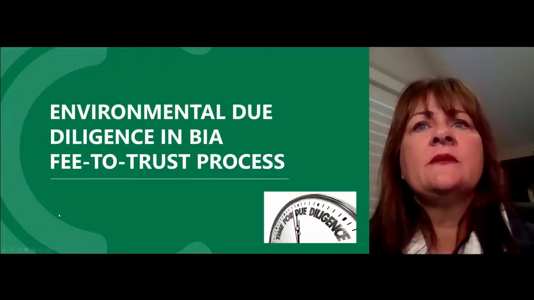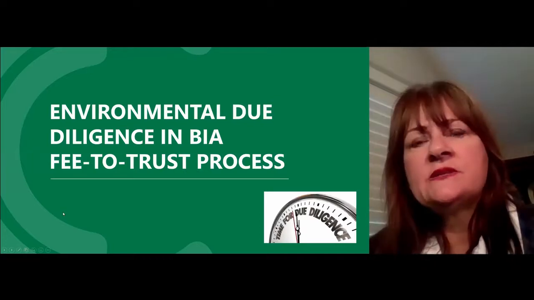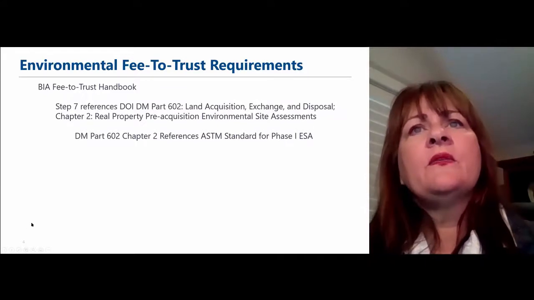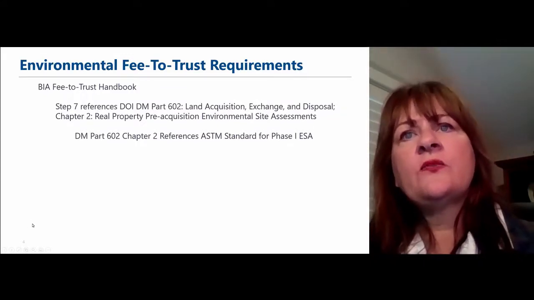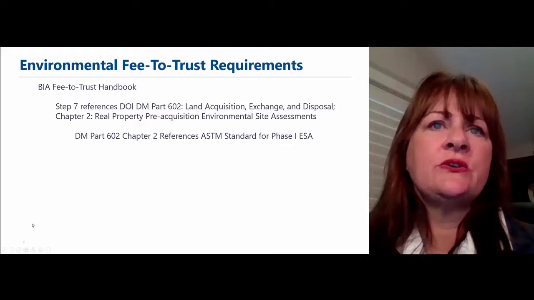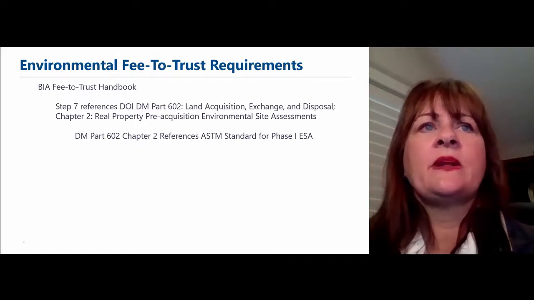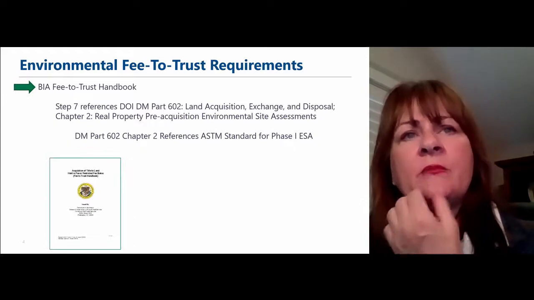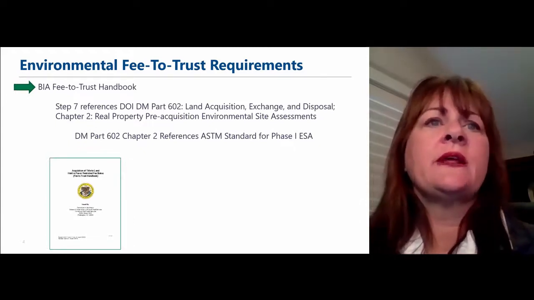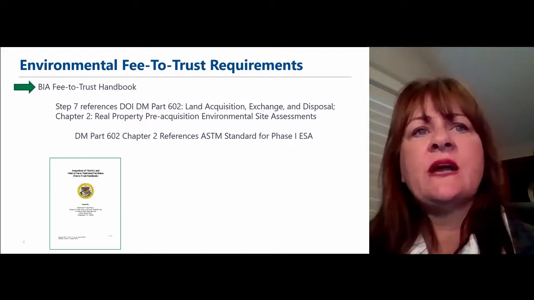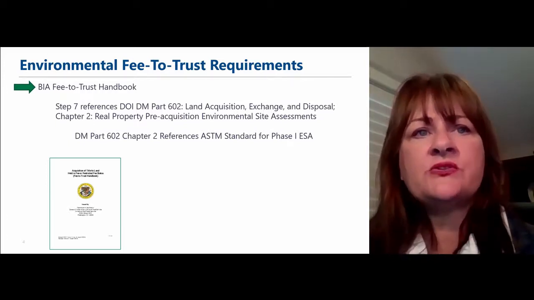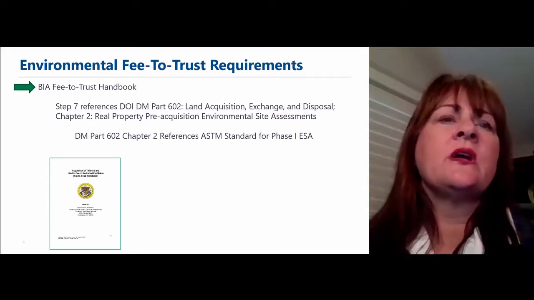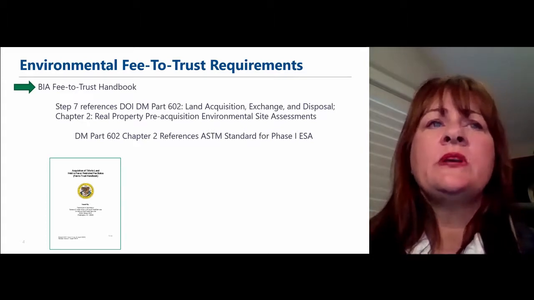So let's get started. We're talking about environmental due diligence in the BIA fee to trust process. Now, the fee to trust requirements specifically related to environmental conditions of property are in the BIA fee to trust handbook. And in that handbook, you can actually Google it if you don't already have it. It's titled The Acquisition of Title Land Held in Fee or Restricted Fee Status. It's the handbook that your BIA realty officer would be using.